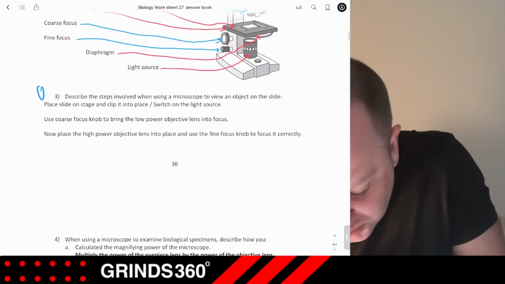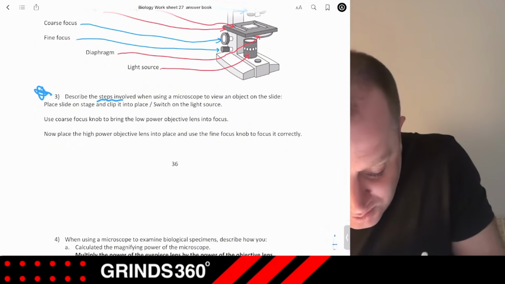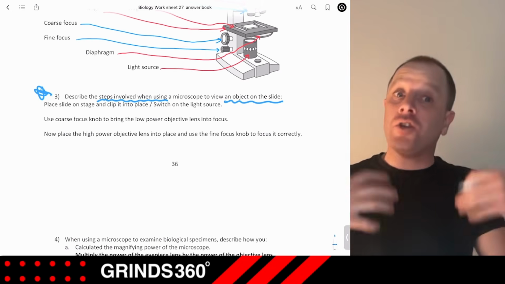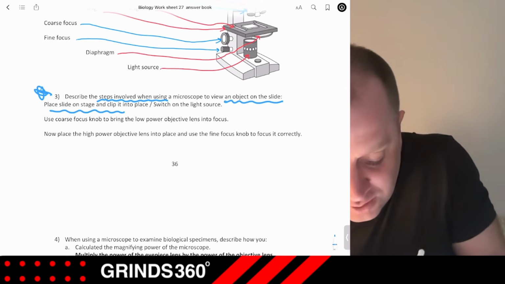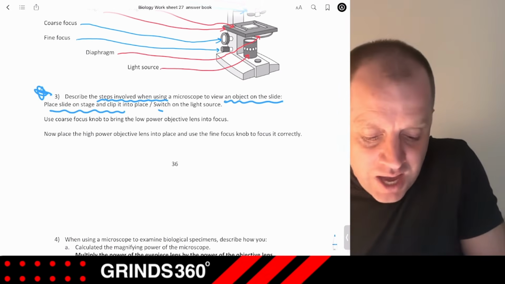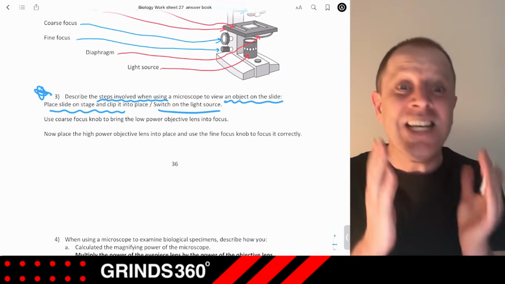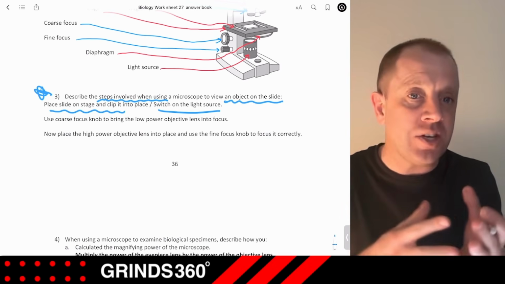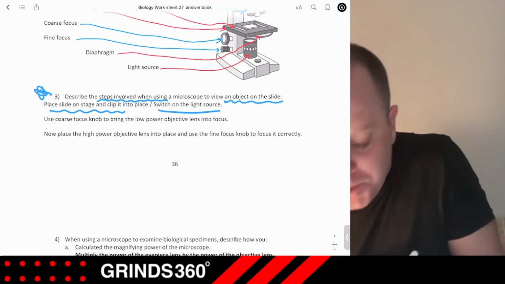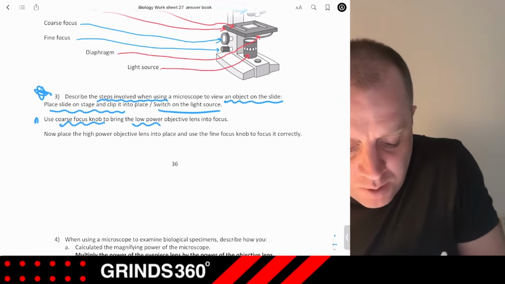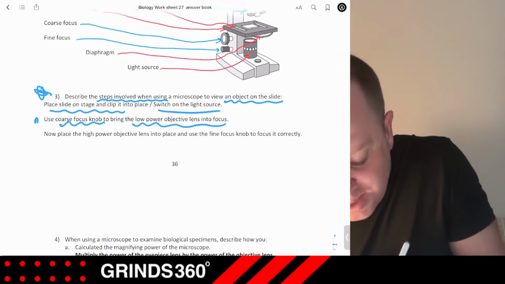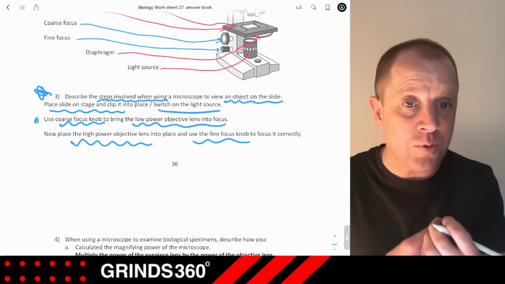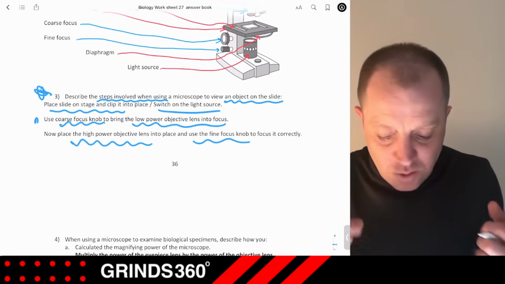You then put a star. This is a really important one. You need to be able to describe the steps involved when using a microscope to view an object on the slide. So how do you use the microscope? You place the slide onto the stage, clip it into place and switch on the light source. As I said, that's probably not going to get marks, but it could. Marking schemes do surprise you from year to year. No harm to throw it in. But this is the key point. You use the coarse focus knob with the lower power objective lens, and then you switch to the higher power objective lens and use the fine focus for more precise focusing. That's really important. That does get asked a few times.